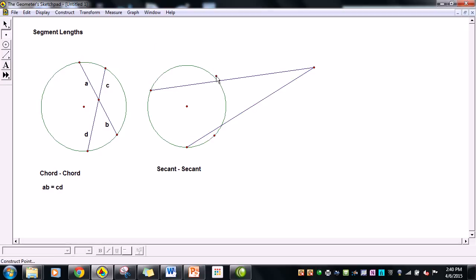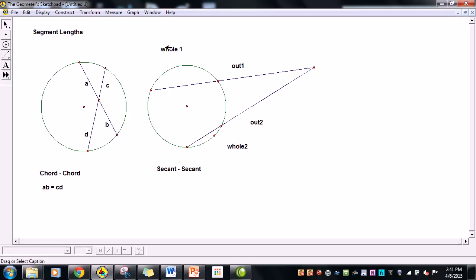And so when that does happen, I'm going to put a point right here and a point right here. And note that each particular secant has the whole length and then the outside piece. So I'm going to call that piece the outside of the first secant, and the outside of the second secant. Then of course there's the whole length of the whole secant, and this secant has a whole length as well.